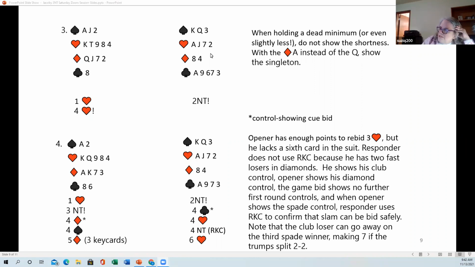Opener bids a heart. We get a 2 no trump call here. This is a dead minimum opener, isn't it? This is an 11 pointer. This isn't even a full 12 high card point hand. If I'm holding this hand, I'm not showing this shortness because I have stretched to open here, and I'm just not going to do it. I'm going to tell my partner that, hey, I'm really on a minimum here, and I'm going to bid just 4 hearts.